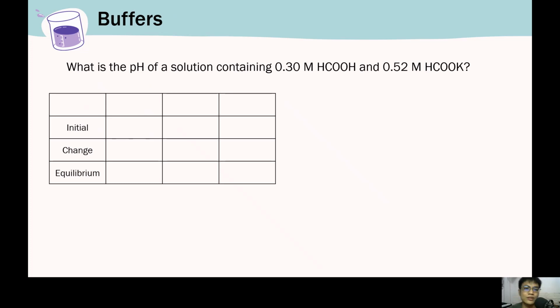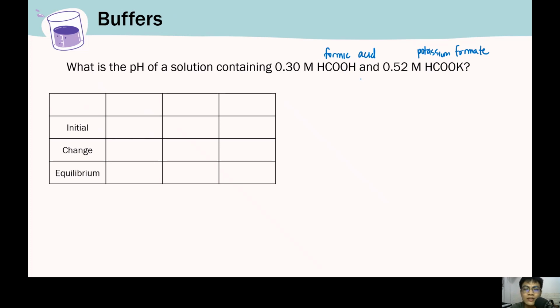Let's try some buffer calculations. Okay? This is easy. What is the pH of a solution containing 0.3 molar of formic acid and 0.52 molar of potassium formate? Okay? So this is the formic acid. This is the potassium formate. As you can see, they are a buffer. Why? The only difference is that this one has hydrogen here and that was replaced by a metal. So, that's how it is. You have an acid, then it gets replaced by a metal. Okay? So, this is a buffer system.